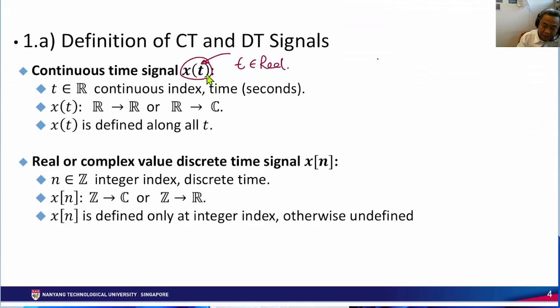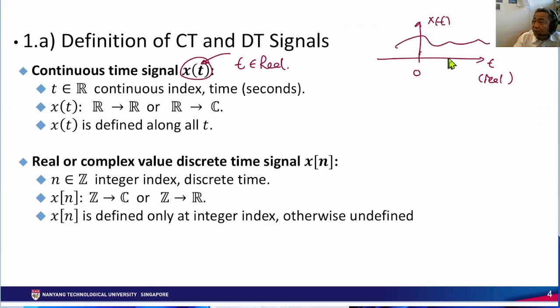So it means that given a function of t, where t is a real number, and if this is 0, and this is the function x of t, it means that at every point in t, x of t is defined. So this is a continuous signal. So this is what it means here.